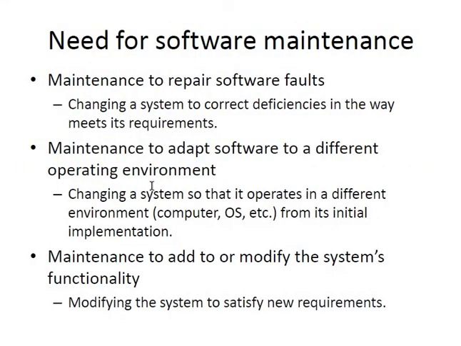Now you will be asking, what exactly is the need for software maintenance? Maintenance to repair the software faults, yes. Maintenance to adapt software to a different operating environment, yes. Maintenance to add or modify the system's functionality. So these are the main basic needs of doing software maintenance: maintenance to repair the software faults, then maintenance to adapt the software to a different operating system, and maintenance to add to or modify the system's functionality, right?